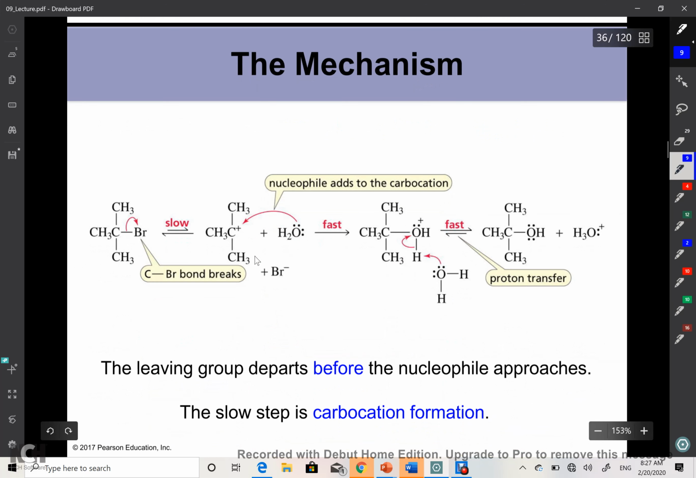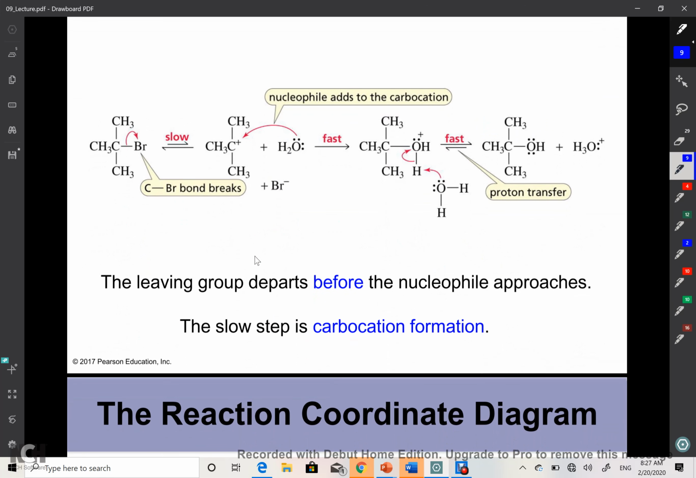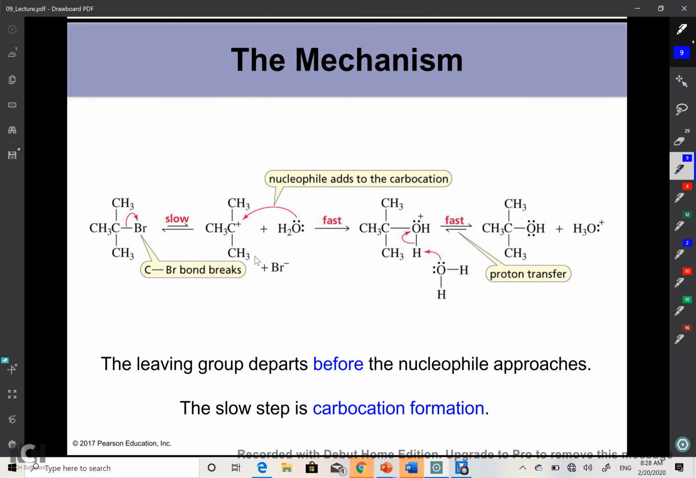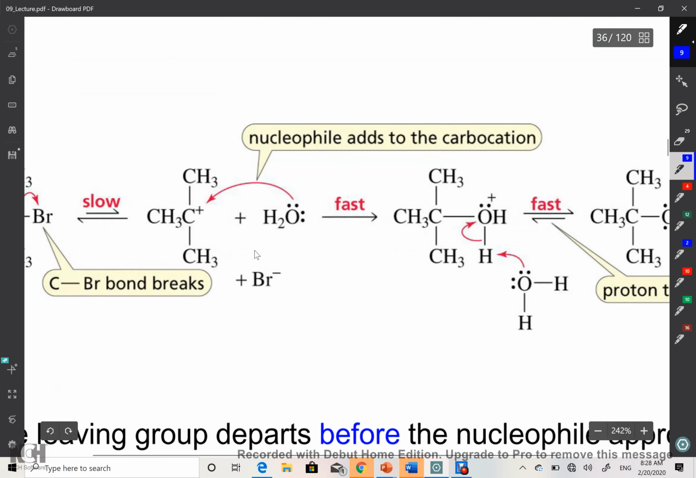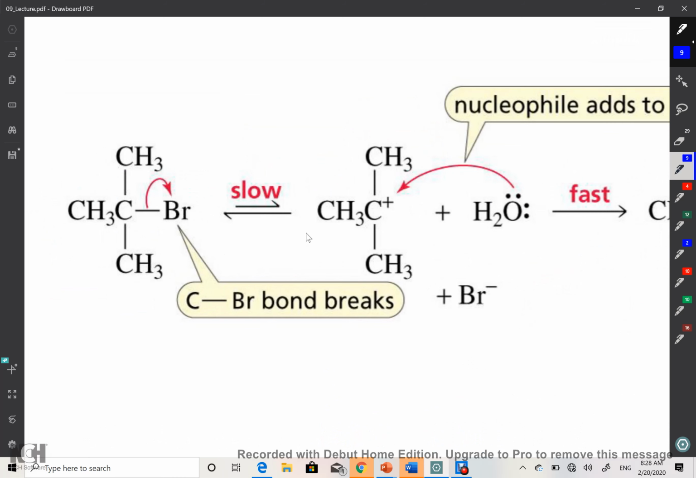So the mechanism of the SN1 reaction is basically a two-step mechanism. The first step of the mechanism is the formation of the carbocation. You notice this is not the first time we're seeing a reaction mechanism that goes through carbocation formation. The formation of the carbocation is our slowest step, so that's the rate determining step.